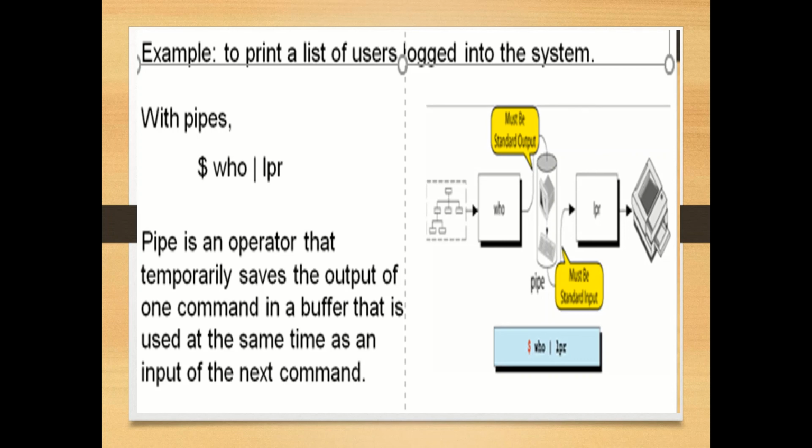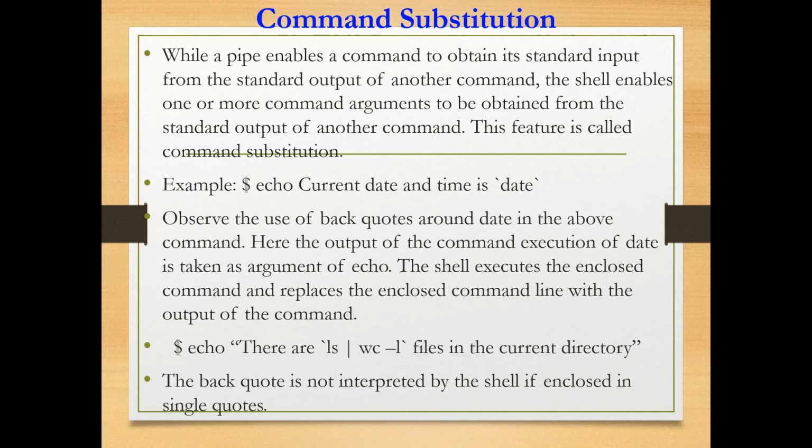We discuss command substitution. The shell enables a command to obtain its standard input from the standard output of another command. The shell enables one or more command arguments to be obtained from the standard output of another command. This feature is called command substitution. The command substitution is done using the special character backquote. The command that needs to be substituted should be written within the backquotes.